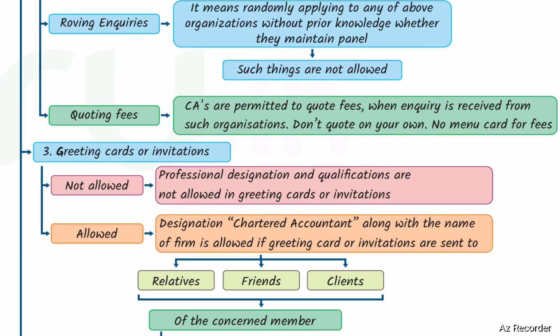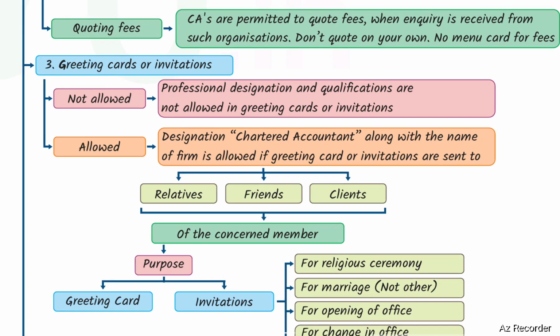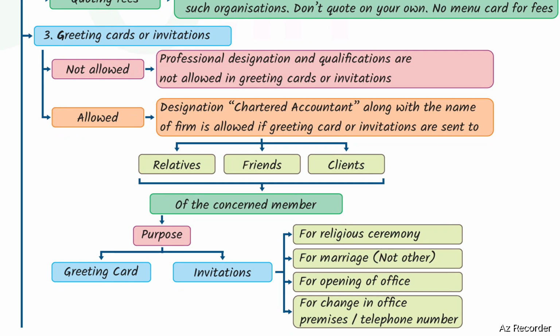Greeting cards and invitations. Professional designation and qualifications are not allowed in greeting cards or invitations. Designation chartered accountant, along with the name of the firm, is allowed if the greeting card or invitation is sent to relatives, friends, clients of the concerned member. Purpose: greeting cards or invitations are for a religious ceremony, for marriage, not self marriage, not others' marriage, for opening of office, for change in office premises or telephone number. In such a case, designation chartered accountant along with the name of the firm is allowed.